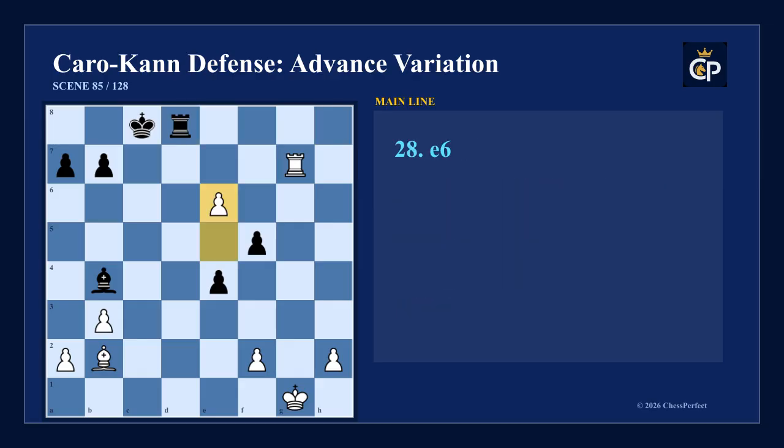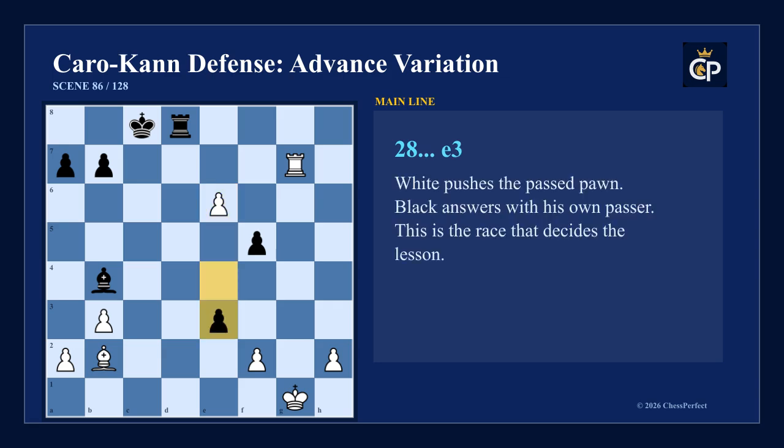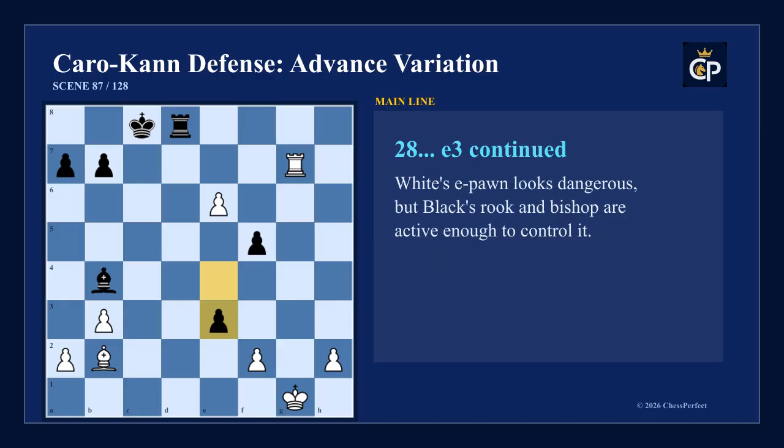e6. e3. White pushes the passed pawn. Black answers with his own passer. This is the race that decides the lesson. White's e-pawn looks dangerous, but Black's rook and bishop are active enough to control it.